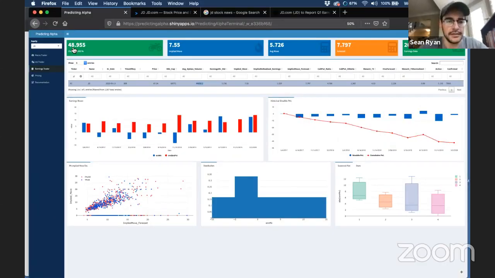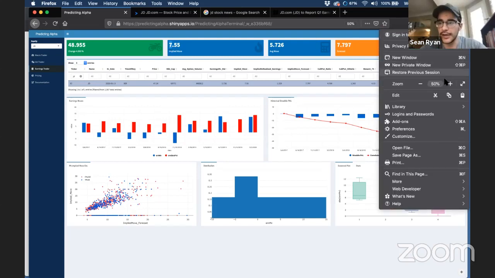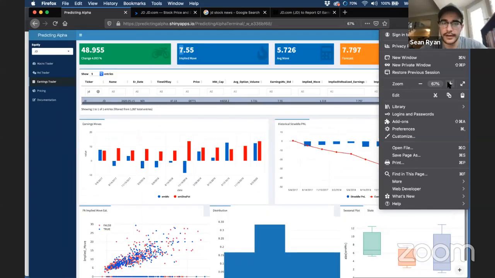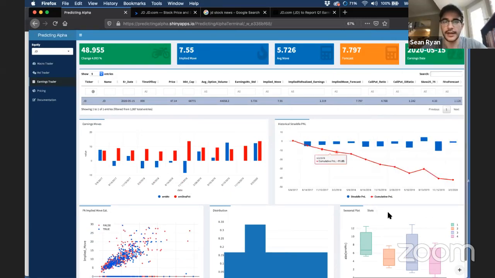So JD, the market is implying a move. Okay, let me see if I can make this a little bigger for you guys. Cool. Hopefully that helps. So the market is implying a move of 7.55% for the earnings event. Basically on Friday, from when the company releases earnings at 9 a.m. in the morning, the market is expecting a move either up or down of 7.55% for JD.